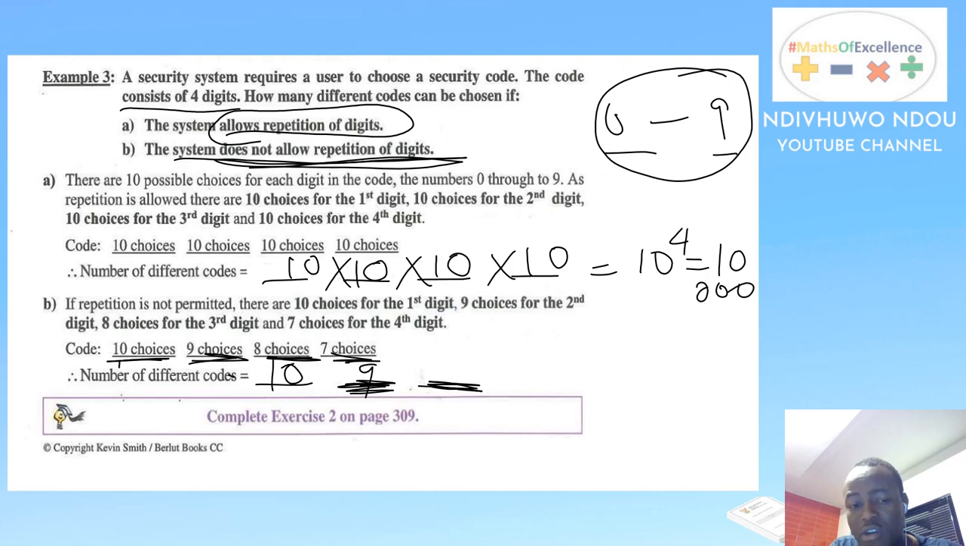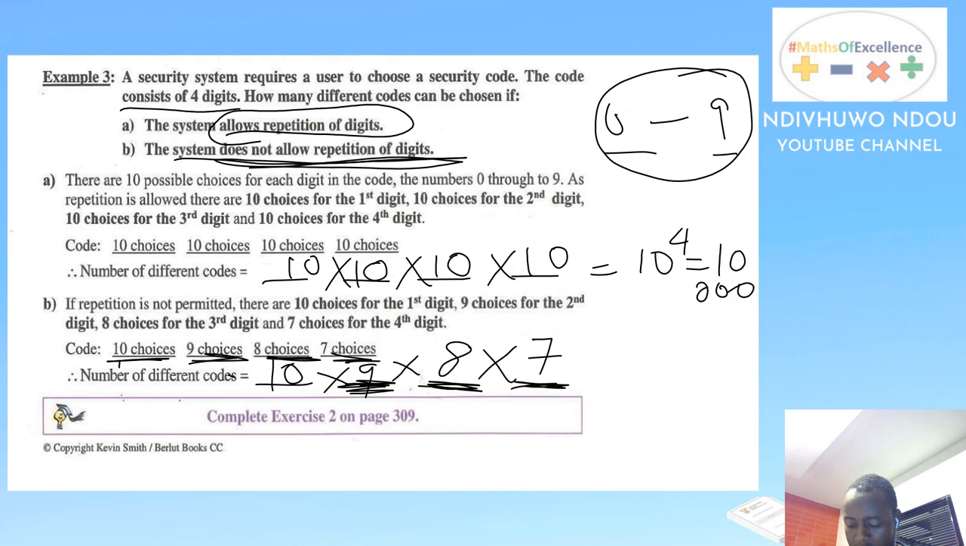2 of the digits has been used. How many choices are you left with? 8 choices. Then the last position, 3 of the digits has been used. How many choices are you left? 7 choices. So you simply multiply out those number of choices, then you can simply get the answer.